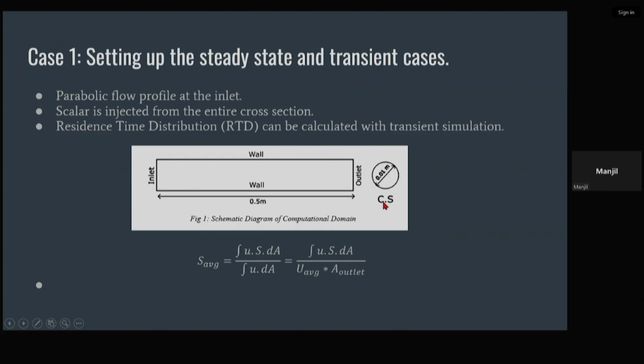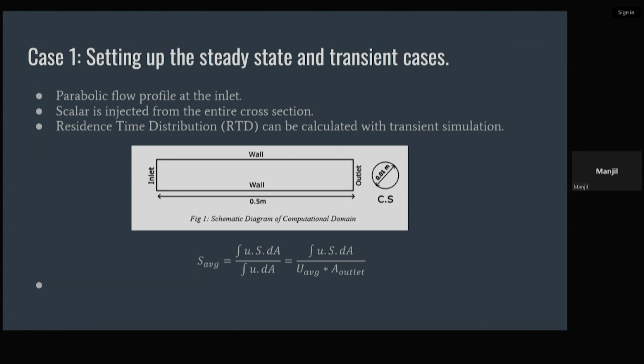First of all, let me describe the geometrical domain. It is generally a cylinder with 0.5 meters length and 0.001 meters diameter. These are the boundaries. So it is basically a pipe.